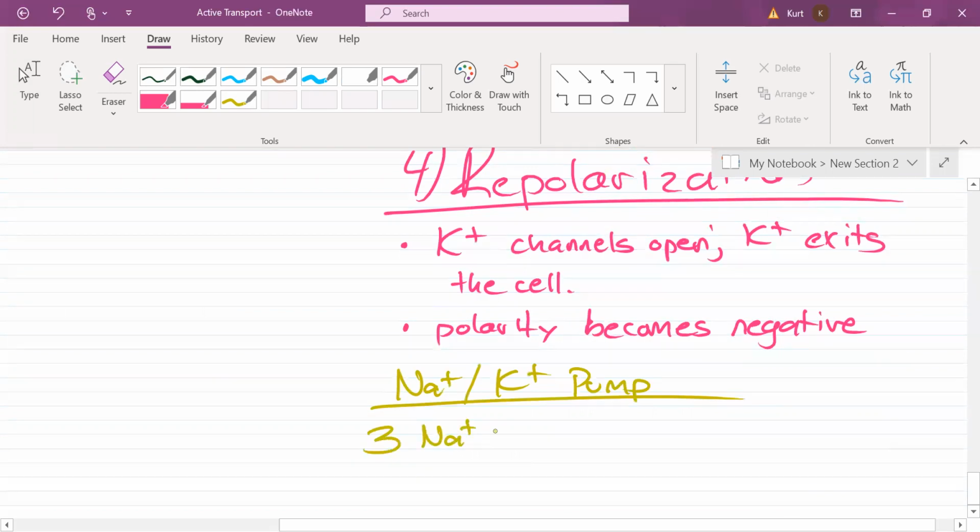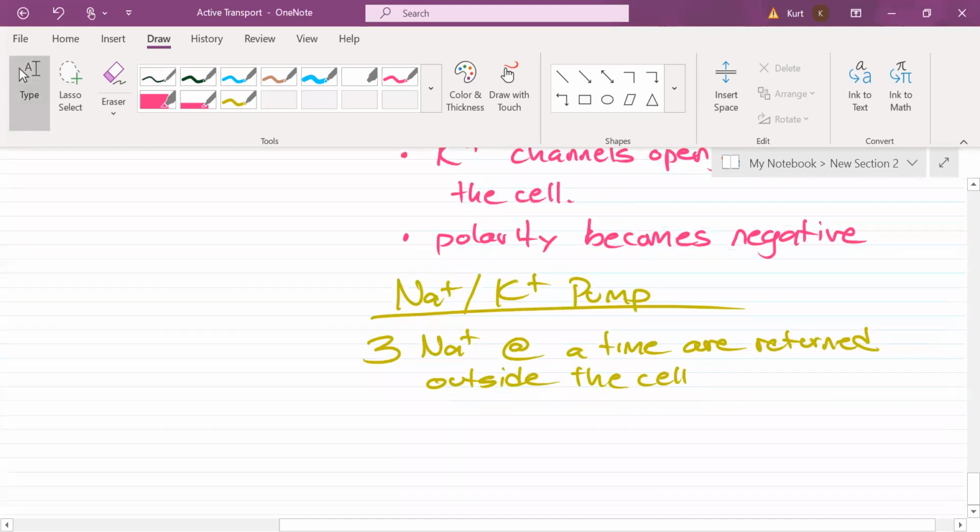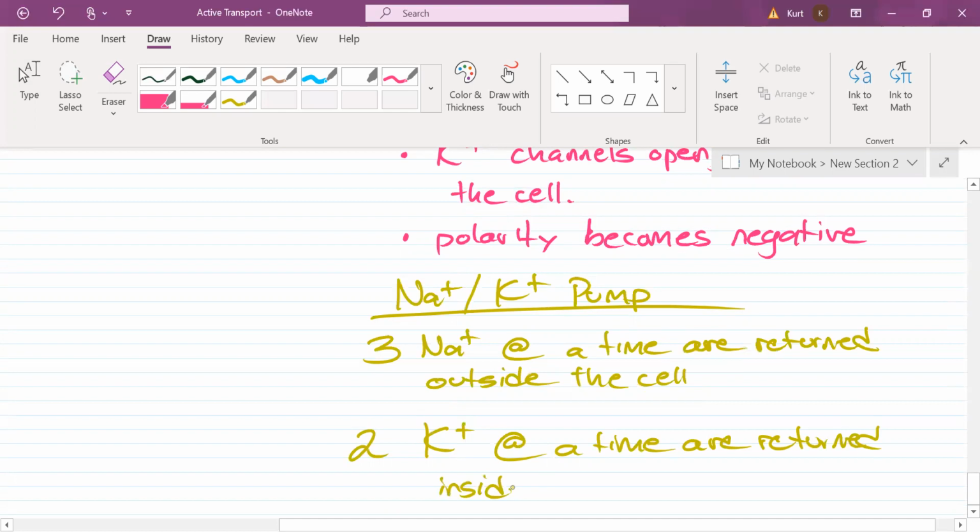3 sodiums at a time are returned outside the cell. And how many potassiums are brought in? 2 potassium ions at a time are returned inside the cell. Now, the sodium-potassium pump is what type of transport system? Active or passive? So what does it require in order to operate? Whenever you see active, you need to think of energy.